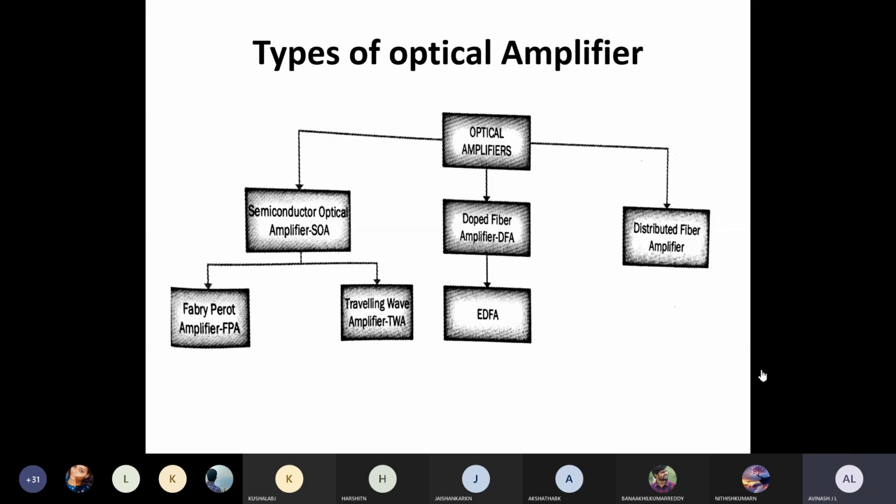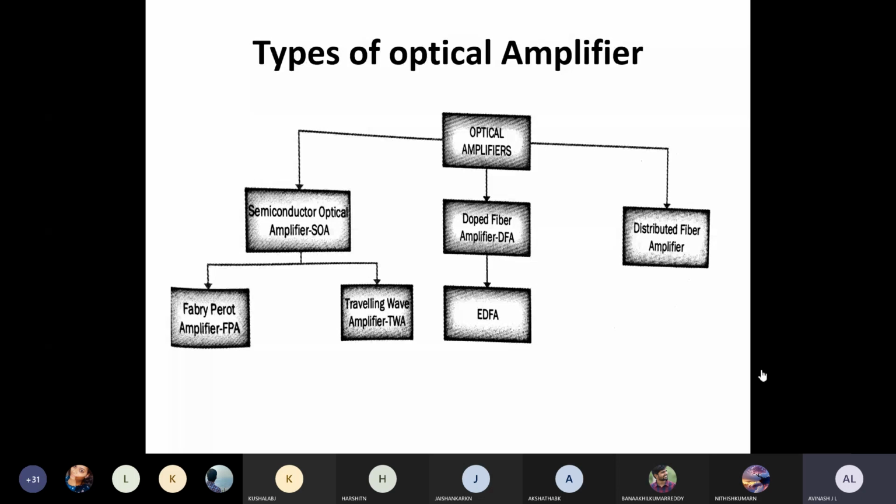Okay, amplifiers. So what are these particular types? Basically, the optical amplifiers are categorized into three fundamental types. So what are these three fundamental types? You can make a note of this one. Here you can understand that the first is the semiconductor optical amplifier, that is SOA.